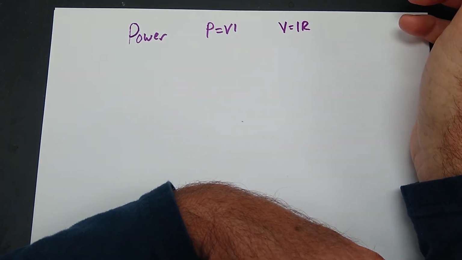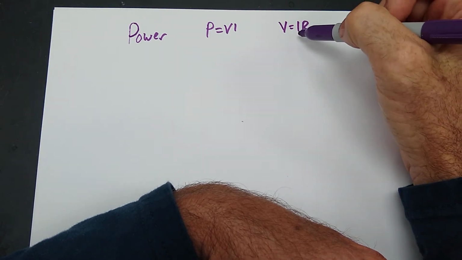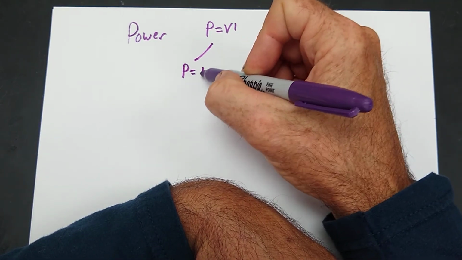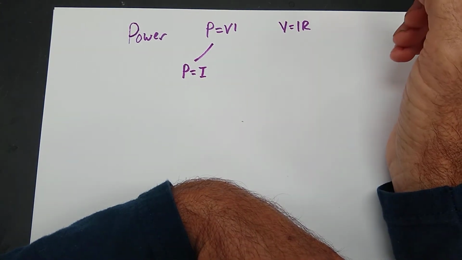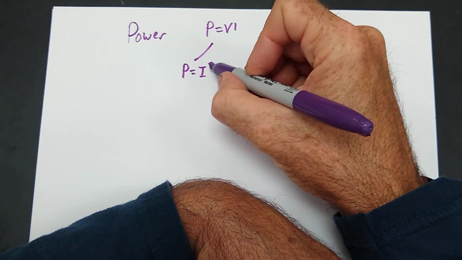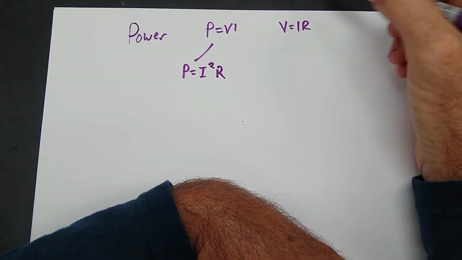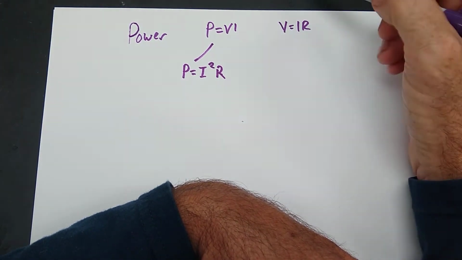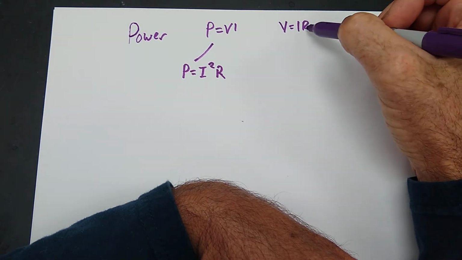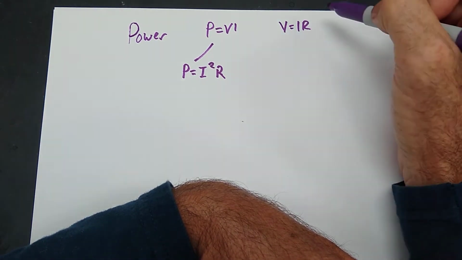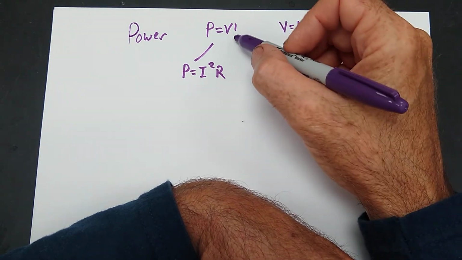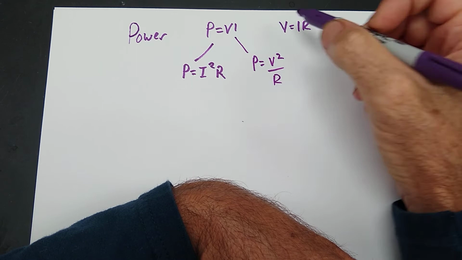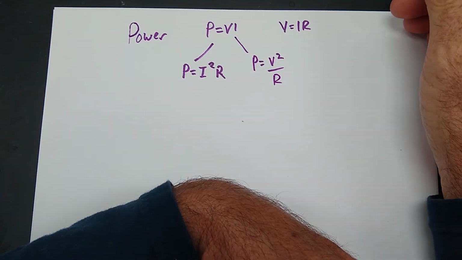And we know that V is equal to IR. So we can put IR in here for V. We can know that power is equal to I squared R. And then we could solve for I, we could put V over R, and we would know that P is equal to V squared over R. So we know all four of these formulas, all right?